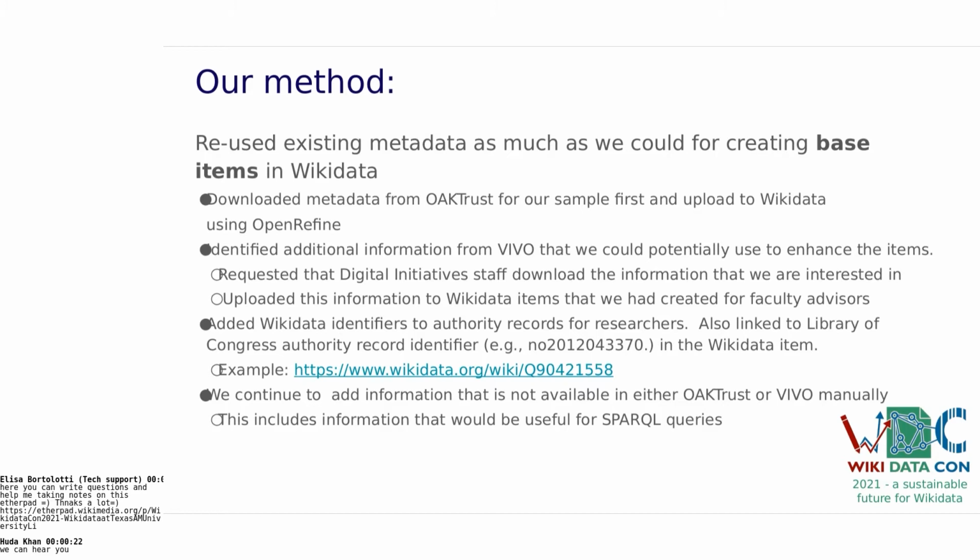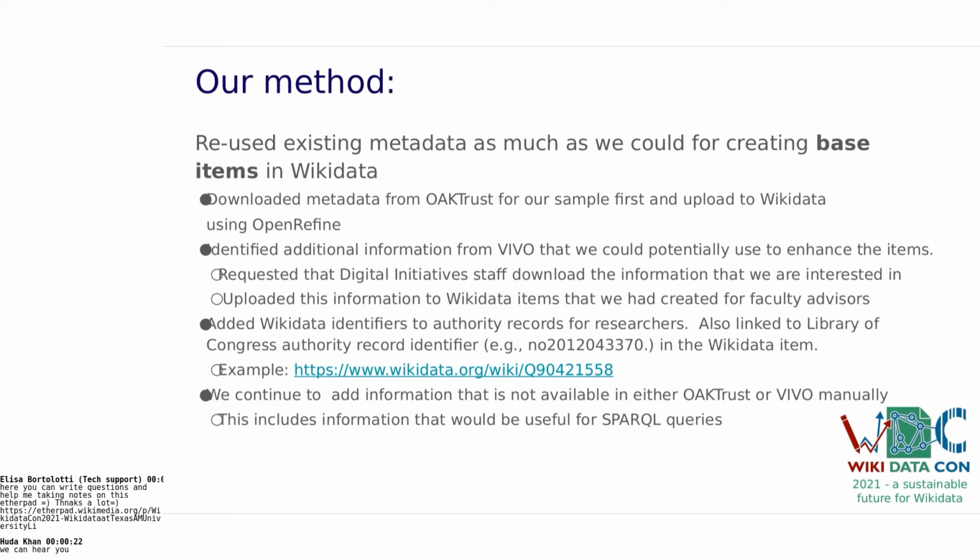And so we ended up with a list of 217 doctoral students and their dissertations. So the idea was to reuse existing metadata as much as we could to create base items in Wikidata that we could later enhance if we wanted to. So we started out by downloading metadata from Oak Trust for our sample, and then gradually throughout the year, we divided up the tasks and got them all uploaded into Wikidata using OpenRefine.